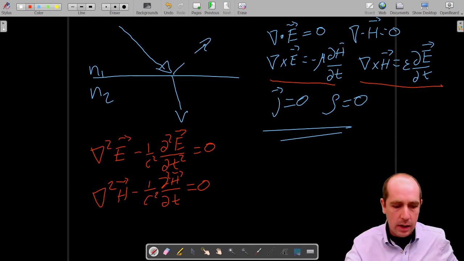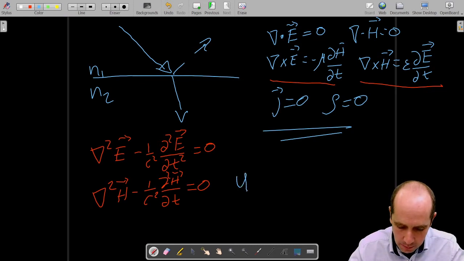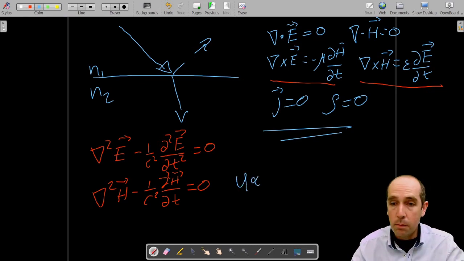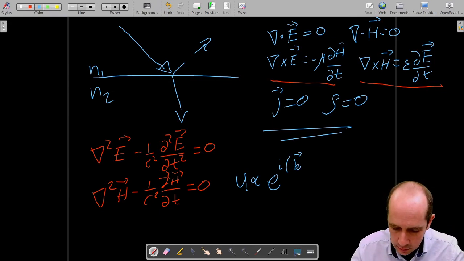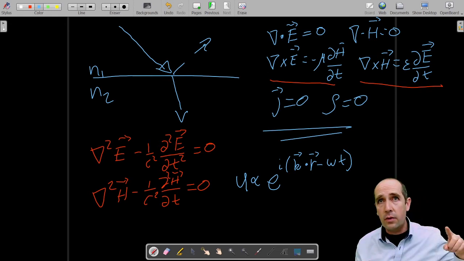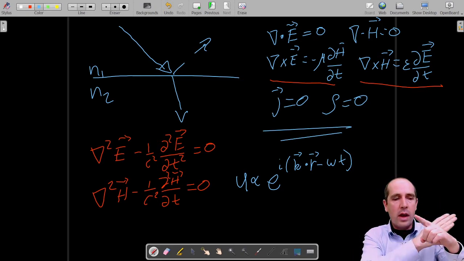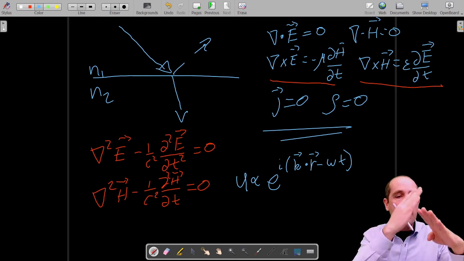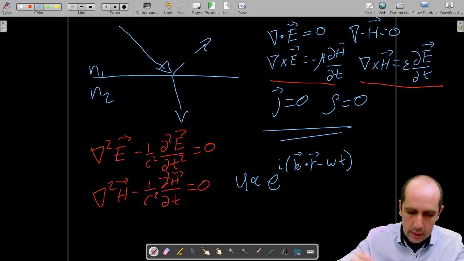Let's now consider from now on a plane wave. And what does that mean? That the amplitude of the wave can be written as proportional to e to the i k, where k is a fixed vector, dot r minus omega t. So this is a plane wave, and the plane is defined by the k vector. So if the k vector is pointing in that direction, the planes that represent the wavefronts are perpendicular to that k vector. Okay, so great.